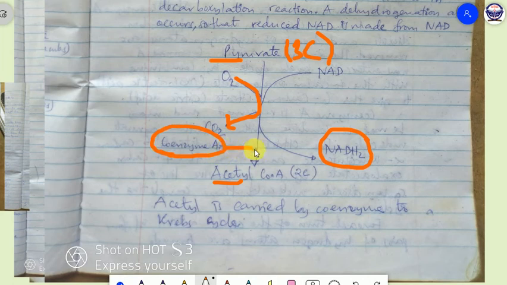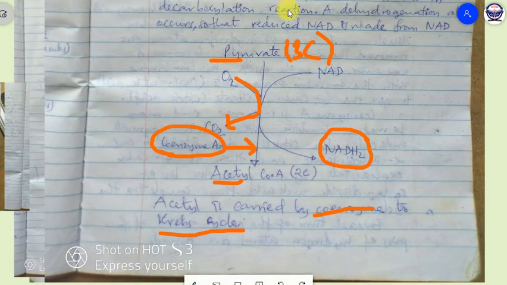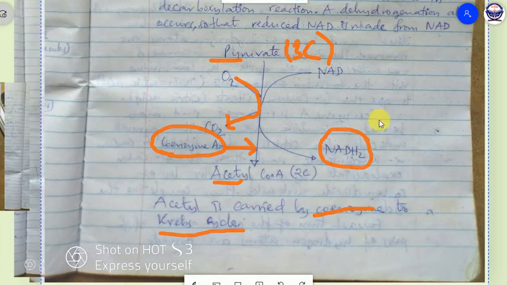So coenzyme A also entered the reaction, and after entering the reaction coenzyme A forms acetyl coenzyme A, which is 2 carbon. Now acetyl is the carrier, carried by coenzyme to the Krebs cycle. So we are going to continue with the Krebs cycle in this session. So let's move to the next page, and let's start our discussion about the Krebs cycle, which is the second stage in the reactions of respiration.